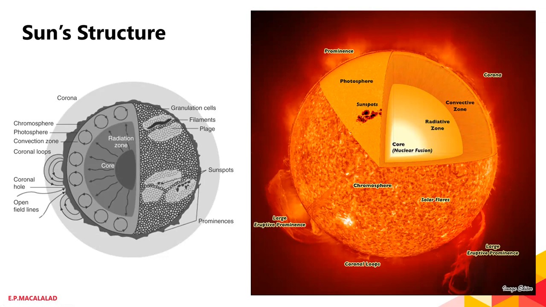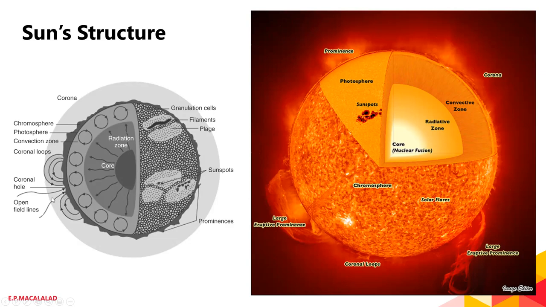Compare it to prominences. Prominences are those tiny filaments at the surface of the sun. Especially if you look at the first pictures from the Solar Parker Probe, you get a close-up look at the granulation cells, and you will notice that they are continuously moving, which is a consequence of the convective zone. We also have filaments and flares, and some sunspots we're going to talk about later.